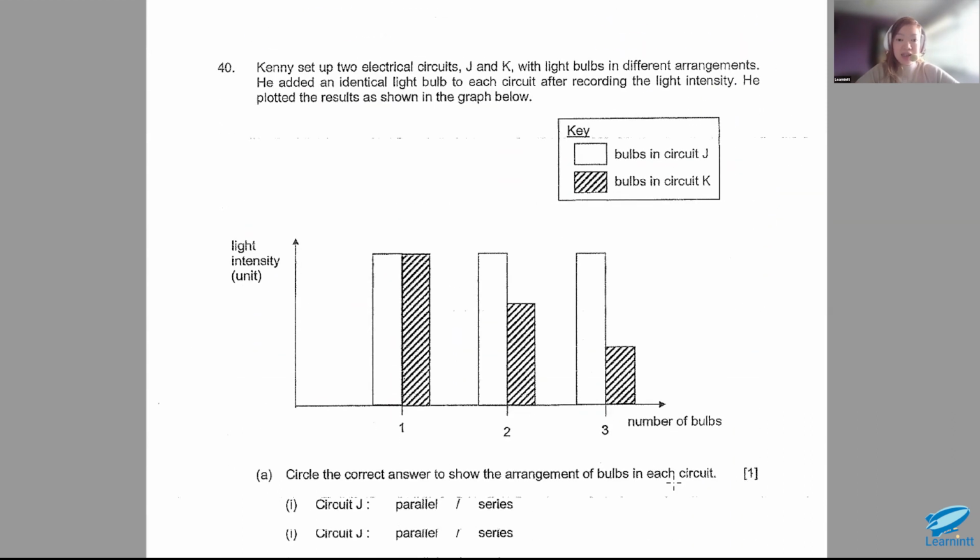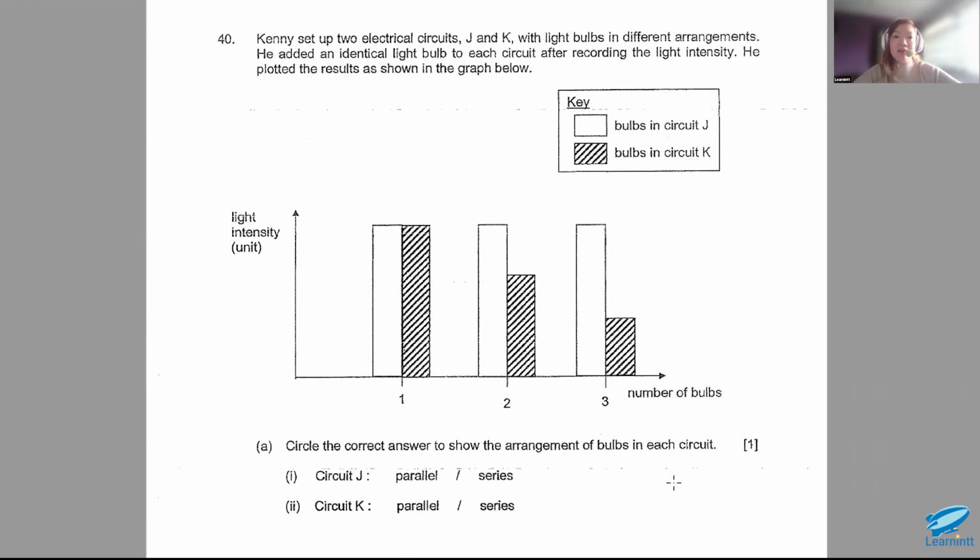Next one, 40. Kenny set up 2 electrical circuits, J and K, with light bulbs in different arrangements. Whenever you see the electricity chapter and they tell you the word arrangement, it's always about parallel and series. There's a third way to arrange, which is a combination of the two. So he added an identical light bulb to each circuit after recording the light intensity, meaning how bright it is or how not bright it is. He plotted the results as shown in the graph below. The one that is a blank box is circuit J, the bulbs in circuit J.